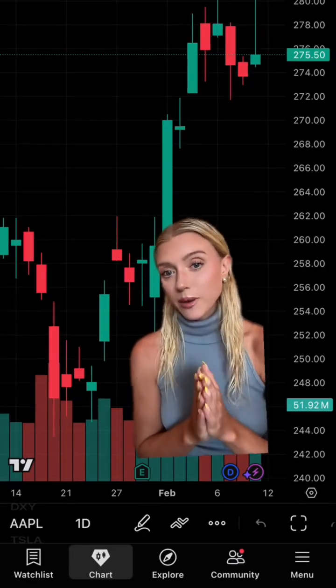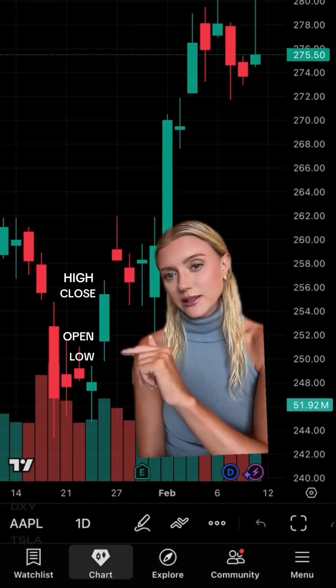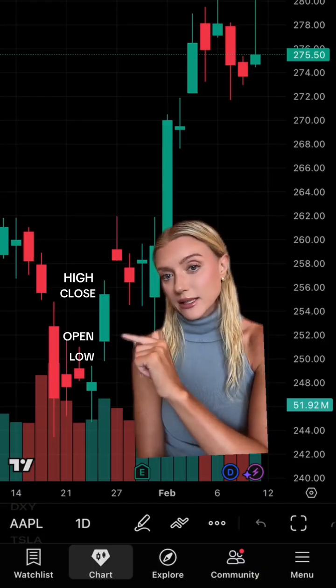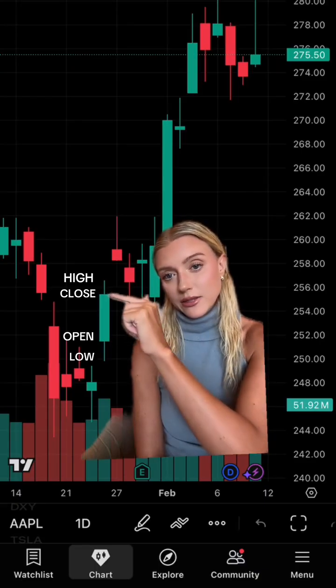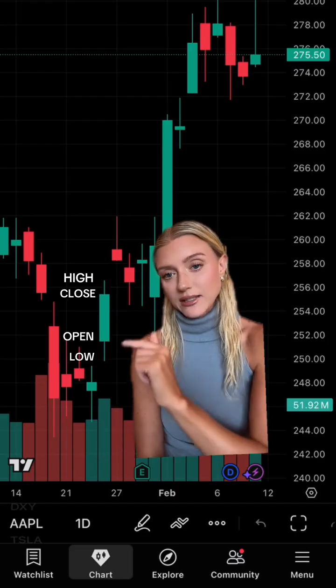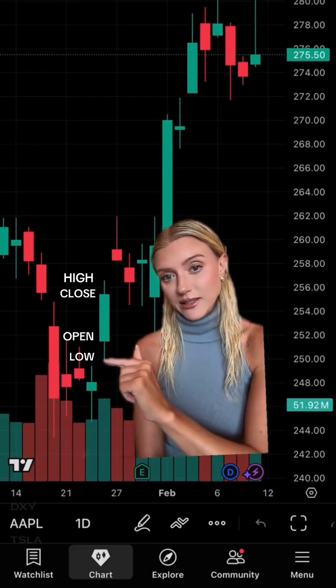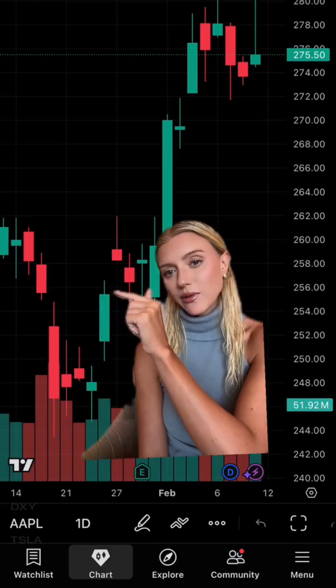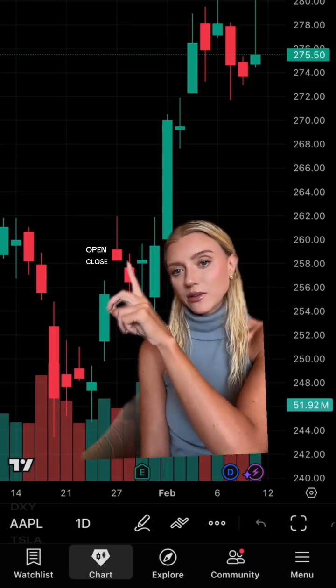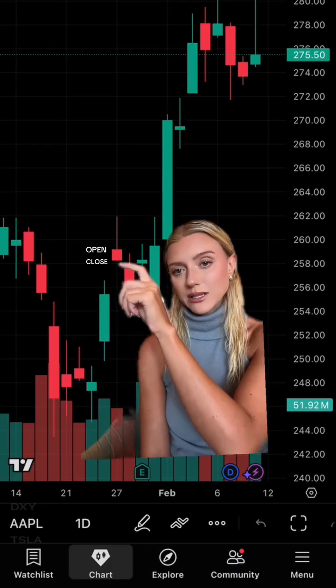Every candle has 4 prices. So just looking at this candle, for example, the base right here represents the price that it opened at. This right here represents the price that it closed at. This was the highest price reached that day, and this was the lowest price reached that day. So when the candle is green, the close is always going to be above the open, but when the candle is red, the close is always going to be below the open.